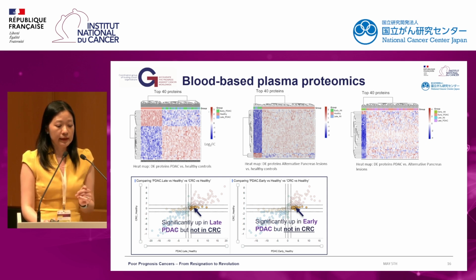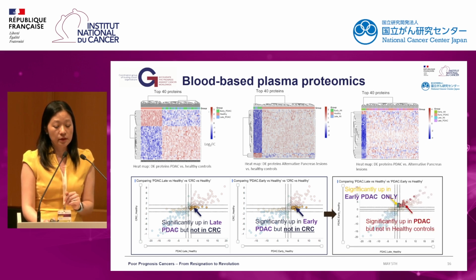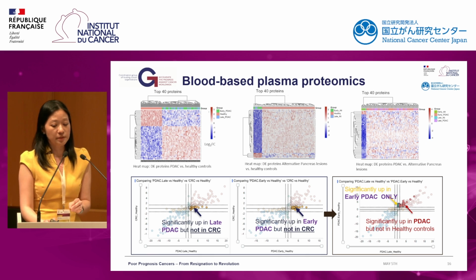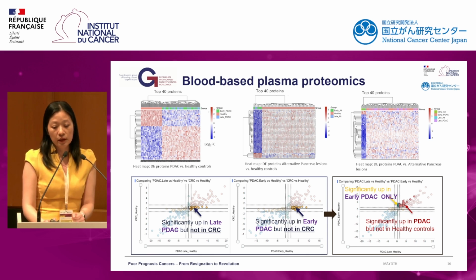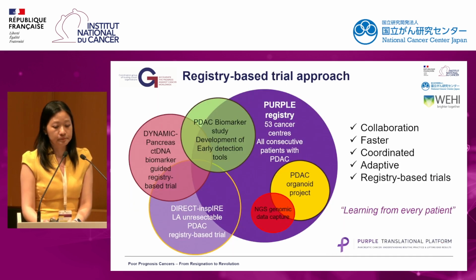So we compare late pancreatic cancer with colorectal cancer, and we identify those that are specific to pancreatic cancer. We do the same with the early pancreas cancer versus colorectal cancer. And finally, we want to look at those that are only up in early pancreatic cancer, because potentially these might be helpful for detection and earlier screening.